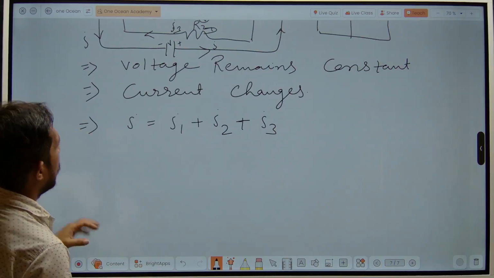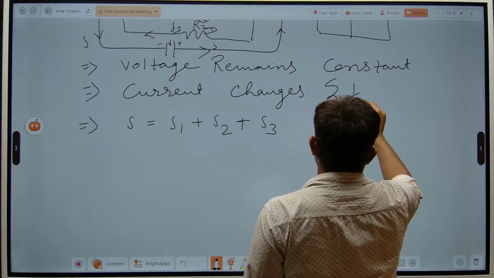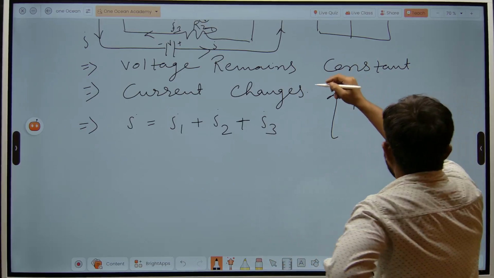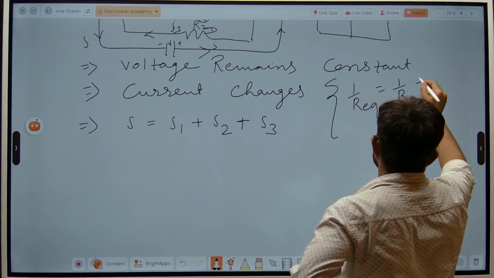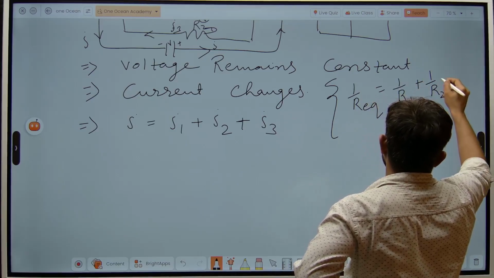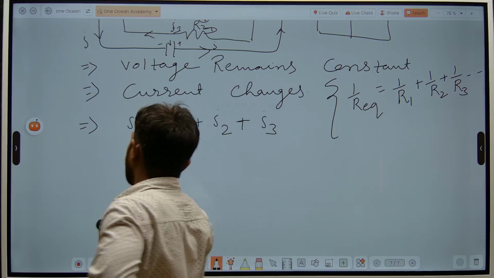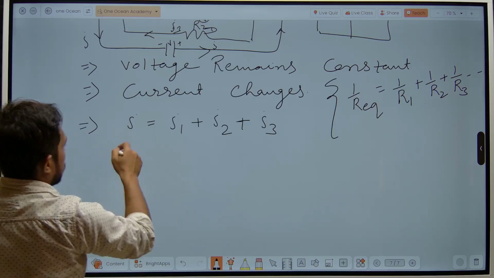Now, let us say one thing is left here, that is the 1 upon R equivalent. The formula for finding the equivalent resistance in the parallel connection is 1 upon R equivalent is equal to 1 upon R1 plus 1 upon R2 plus 1 upon R3 dot dot dot up to the end. So, now according to the given connection, I becomes what? I1 plus I2 plus I3.